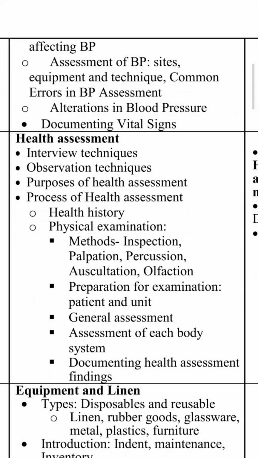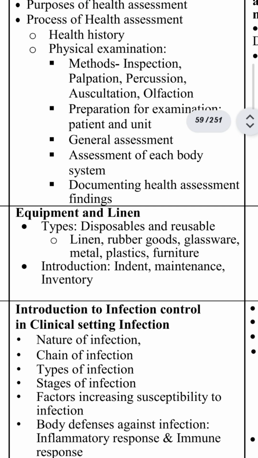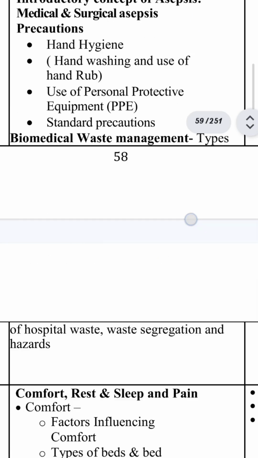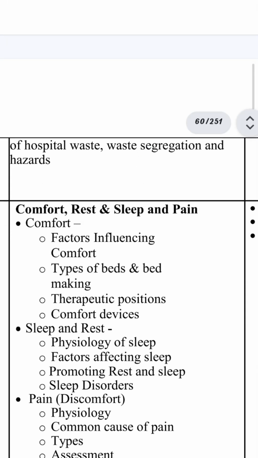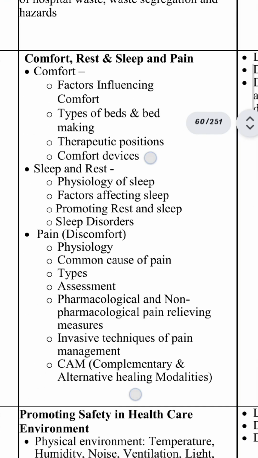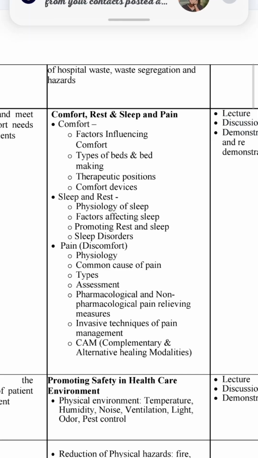Health assessment we mainly study in the second semester, so just skip it. Equipment and linen you have to study. And then you study biomedical waste management, and then comfort, rest, sleep and pain. That much we have to study in the first semester.